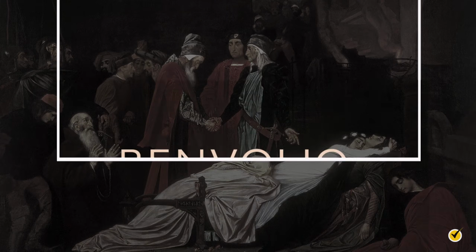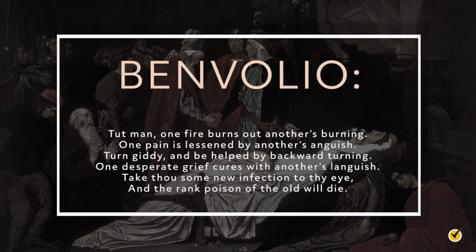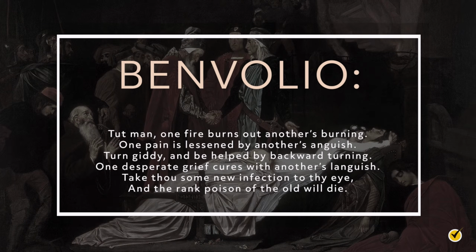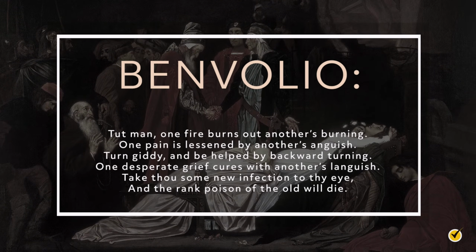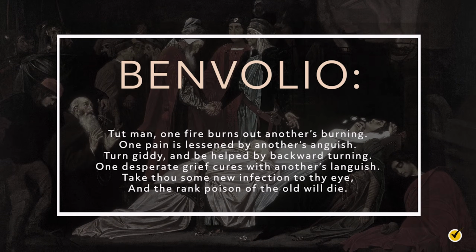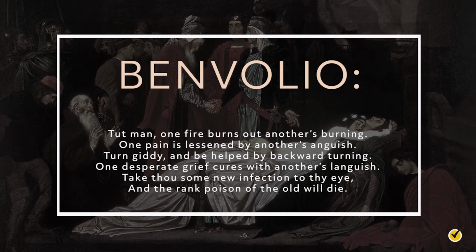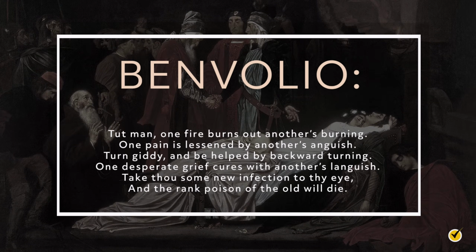For an example of subtle foreshadowing, let's look at Shakespeare's Romeo and Juliet. "Tut, man, one fire burns out, another's burning. One pain is lessened by another's anguish. Turn giddy and be helped by backward turning. One desperate grief cures with another's languish. Take thou some new infection to thy eye, and the rank poison of the old will die."